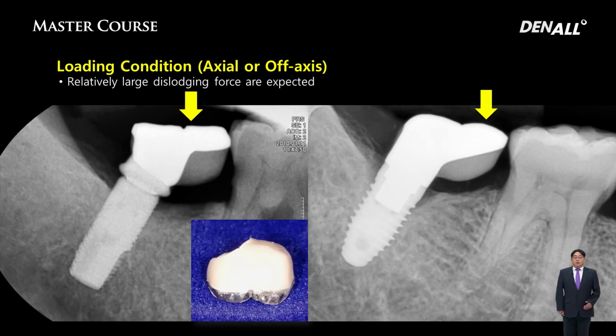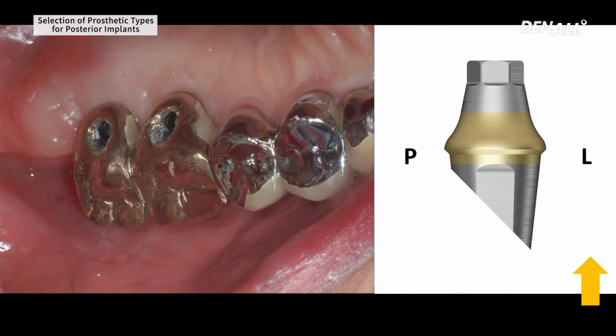In this case, you need to provide a screw-retained prosthesis so that it is retained against irregular force. This is the same for this case as well. In the upper, the maxilla is resorbed anterosuperiorly. In order to secure 1.5 millimeter of buccal bone, we place the implant more palatally, and at times we tend to over-contour the buccal side.